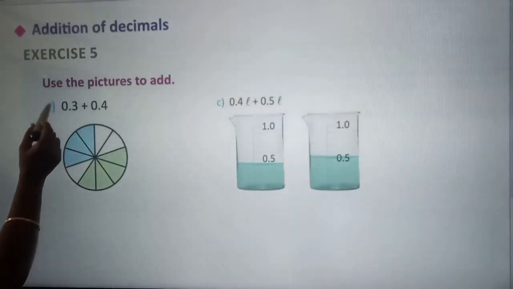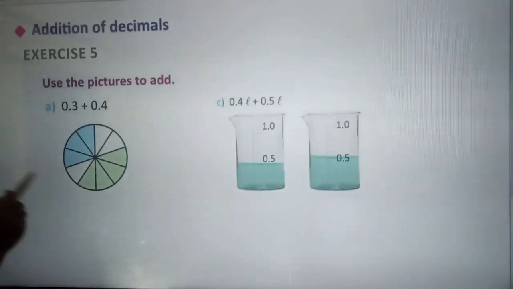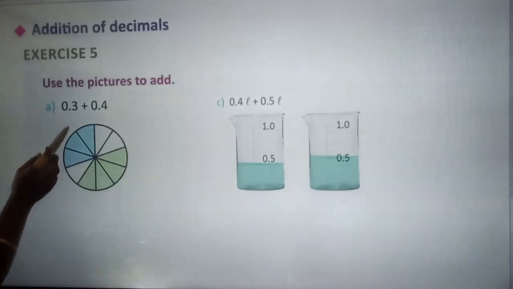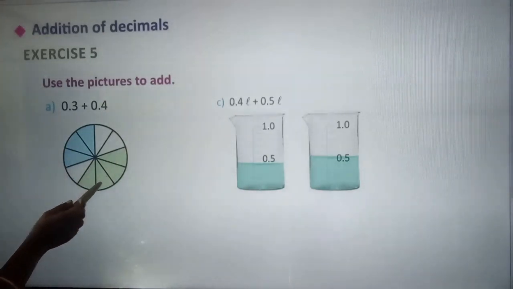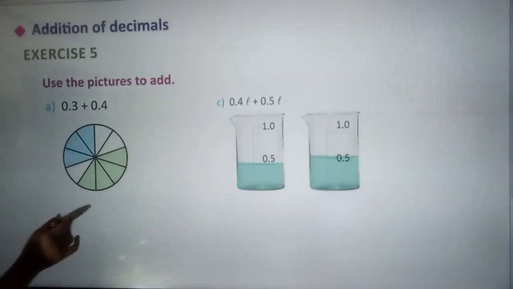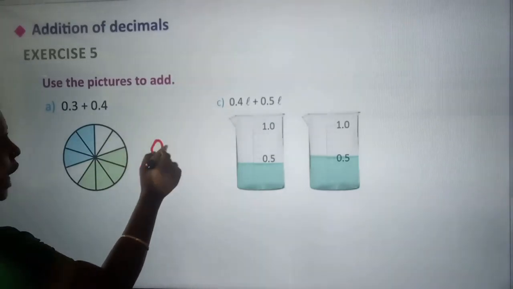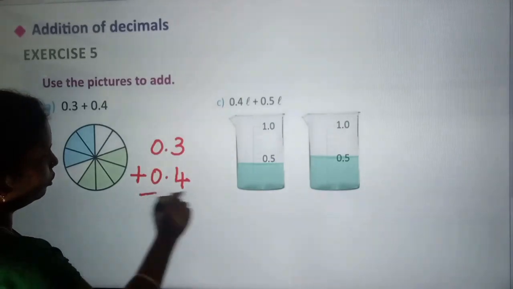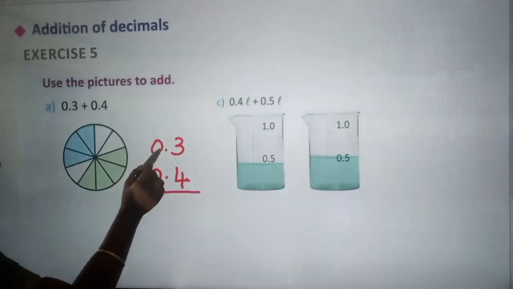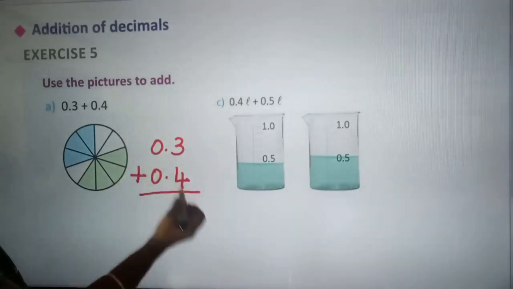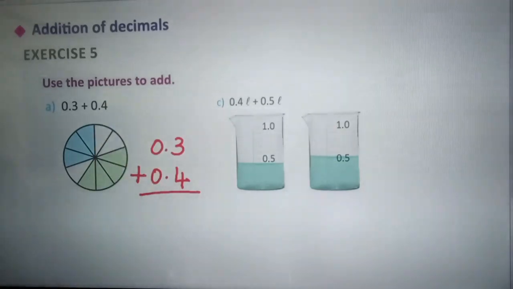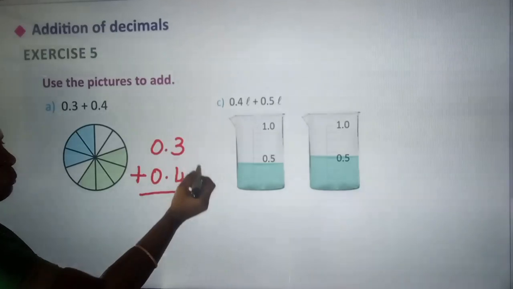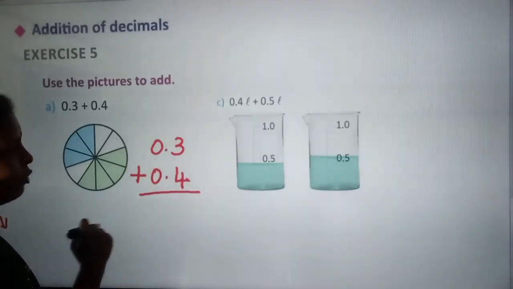See, 0.3 plus 0.4. 3 portions are shaded in blue color and 4 portions are shaded in green color. These two portions will be added now. 0.3 plus 0.4. We have to put the decimal point straight. Just as we write ones place under ones place and tens place under tens place, in the same way 10th place under 10th place, 100th place under 100th place. Like that only we have to write, children.